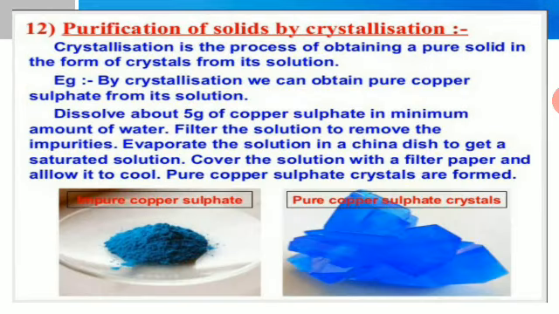Now, there is purification of solids by the crystallization process. This is the process of obtaining a pure solid in the form of crystals from its solution. By crystallization, we can obtain pure copper sulfate from its solution.